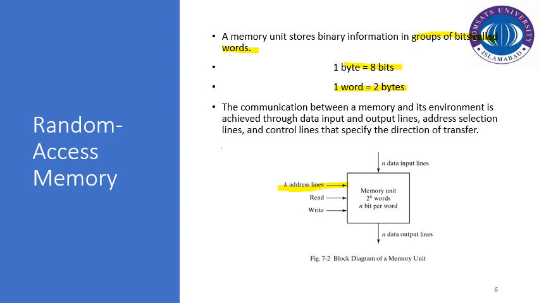Then we have some control signals. For example, the first control signal is a read control signal. If this signal gets high, the memory has to perform the read operation. We want to read some data from the memory, and whatever address is provided at these address lines, we'll access that location, read that data, and put that data on these output lines. So this is the way we'll read the memory.